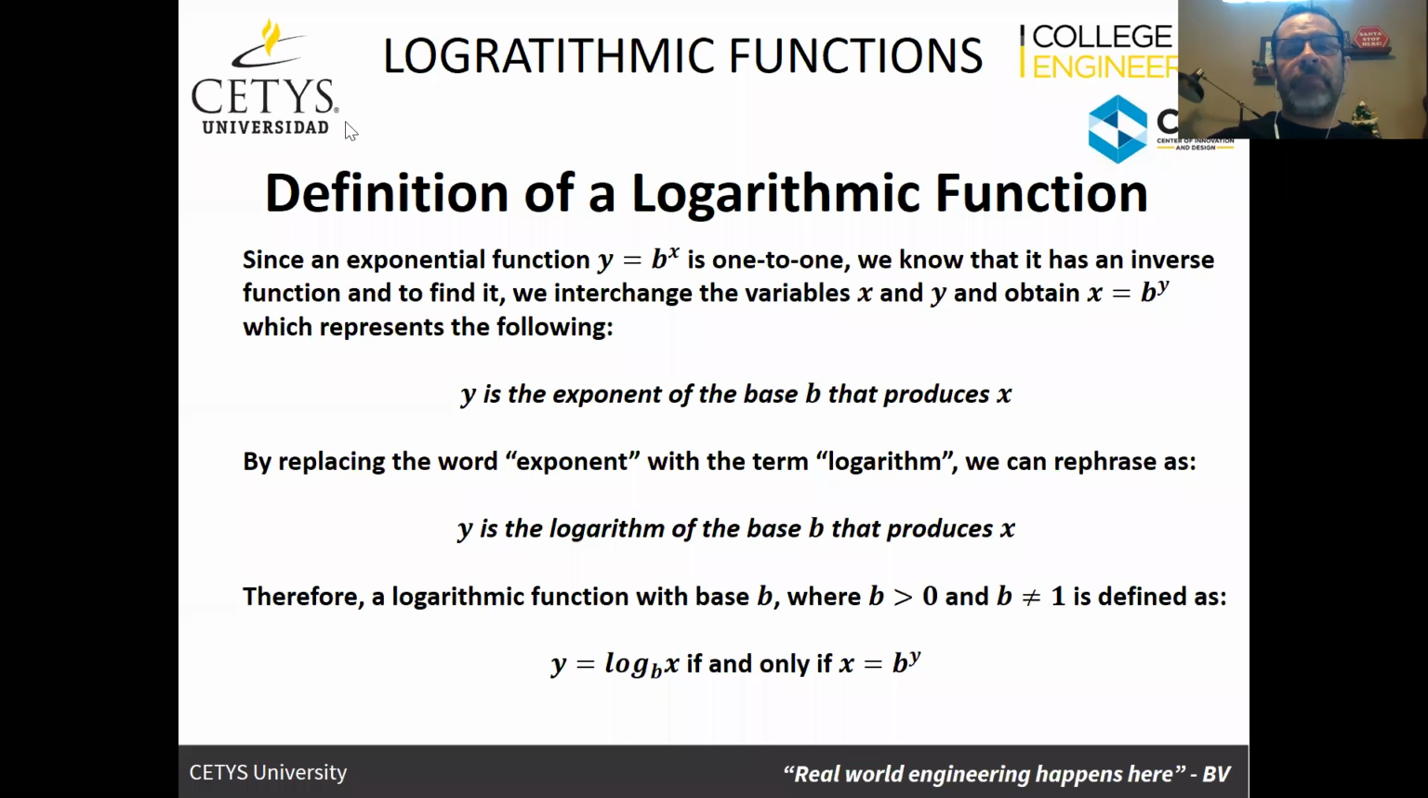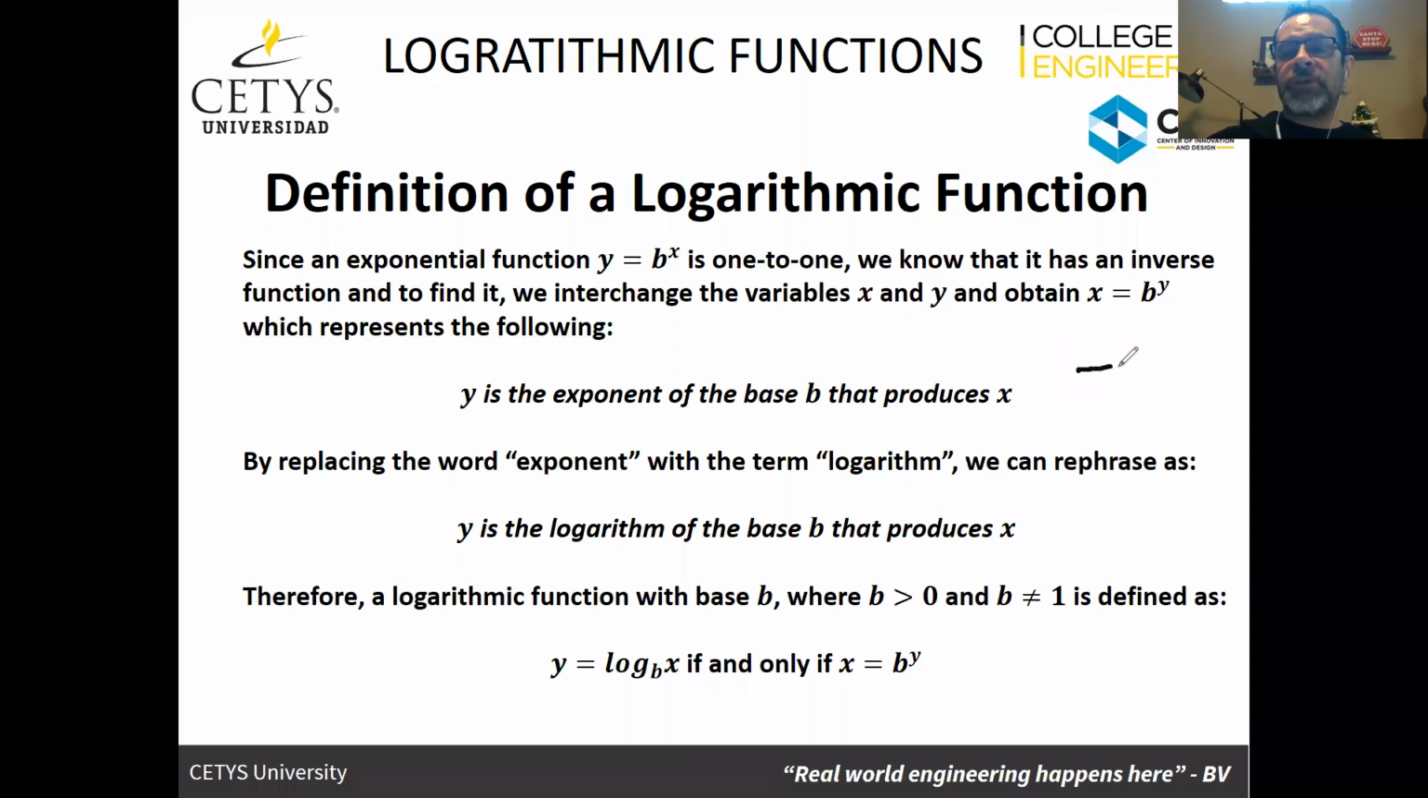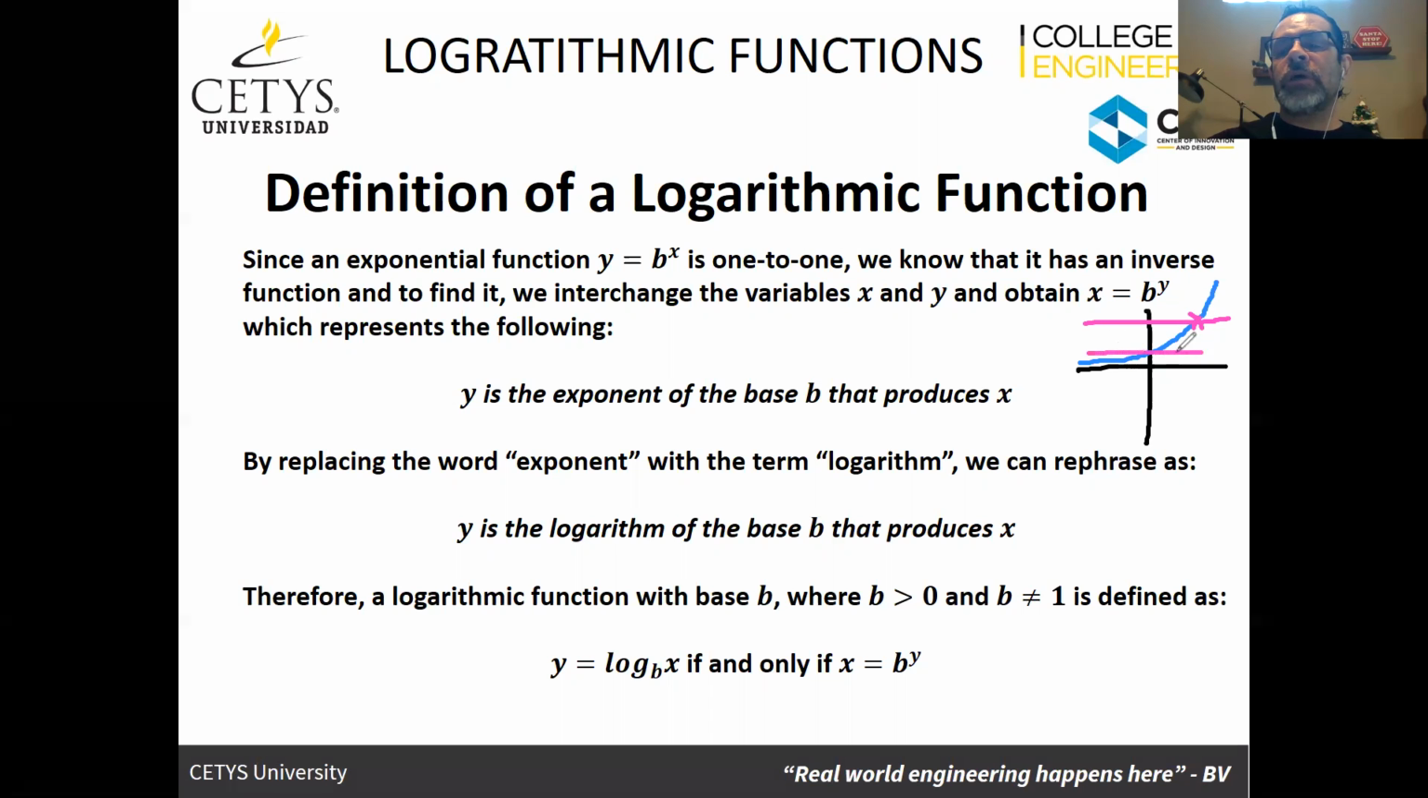First off, if we remember the exponential function, which is y equals b elevated to the x, where b is a number that's larger than 0 and different to 1, if we were to graph that function, assuming a number from 0 to 1, we would get something like this. And if we also remember, the exponential function is a one-to-one function. Okay, so if it's a one-to-one function, that means that I can find the inverse of that.